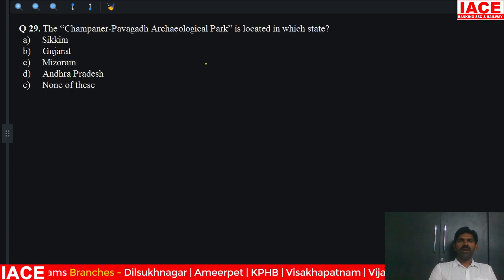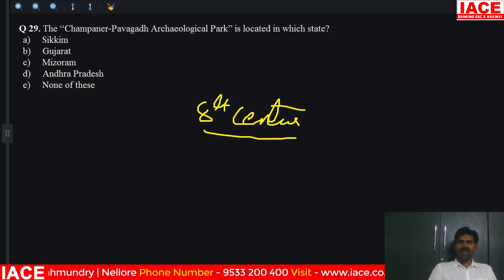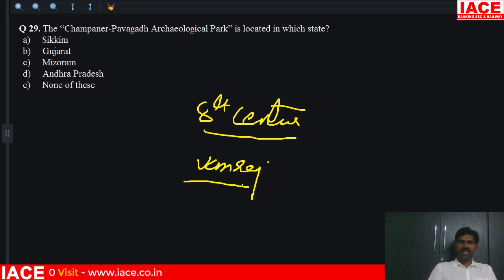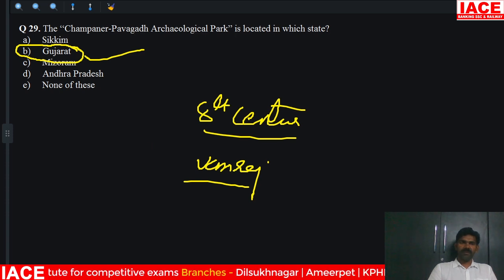The Champaner Pavagadh Archaeological Park is located in which state? Very, very important. In the 8th century, there was a king called Vanraj. He is the one who is responsible for this. It is present in the state of Gujarat. So, Champaner Pavagadh Archaeological Park. There is also a fort kind of a thing present.